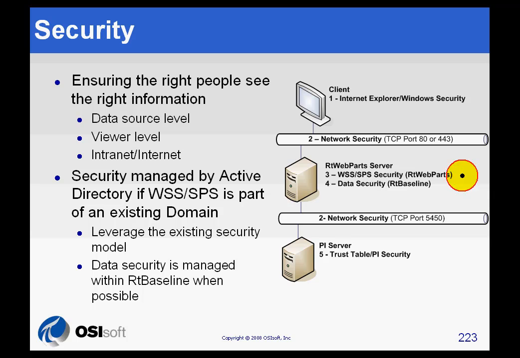Now, this third item here is RtWebParts itself. RtWebParts is part of SharePoint, and so access can be allowed or disallowed based on SharePoint security. So that's another option you have. Now the data security is piggybacking onto the Pi security that you may have known for years and years. That data security component is really just making use of the same security settings we've had all along. That's going to be going out to the Pi server, reading the trust table, and then determining from that trust table what Pi user we associate this connecting client with, and therefore what tags he has access to.